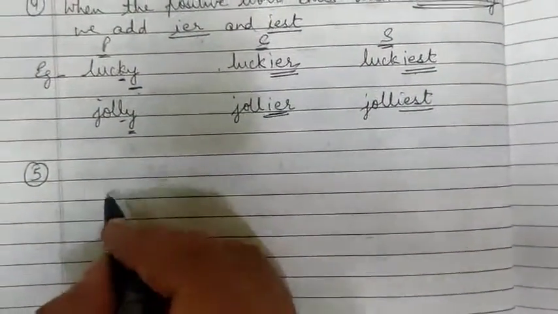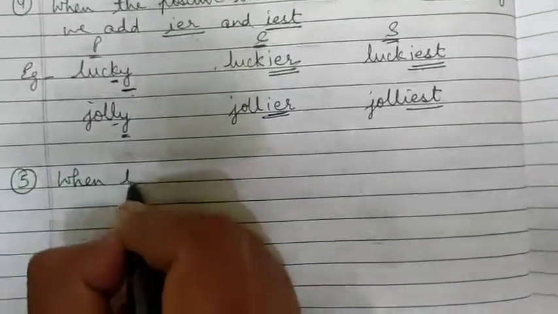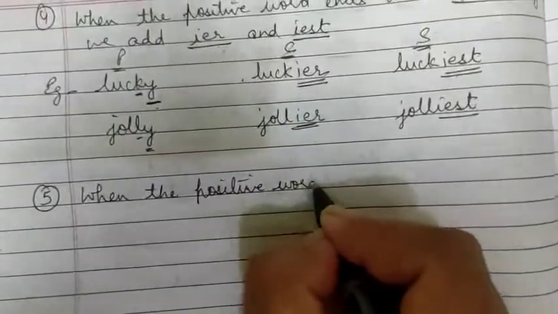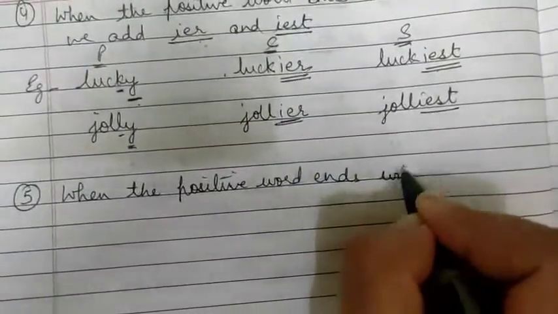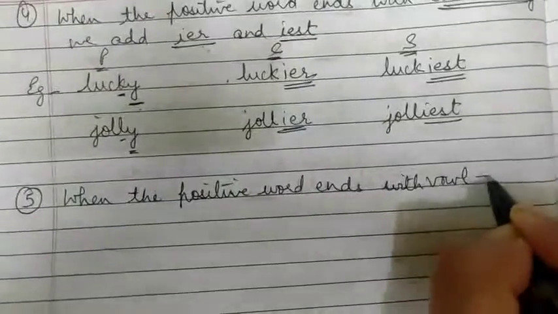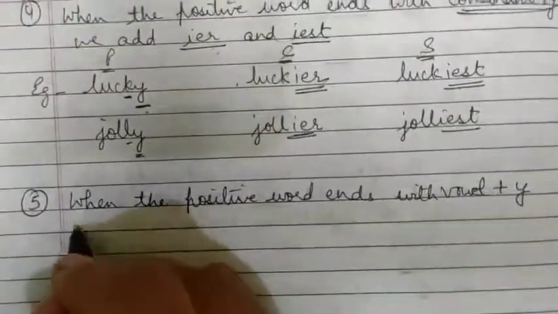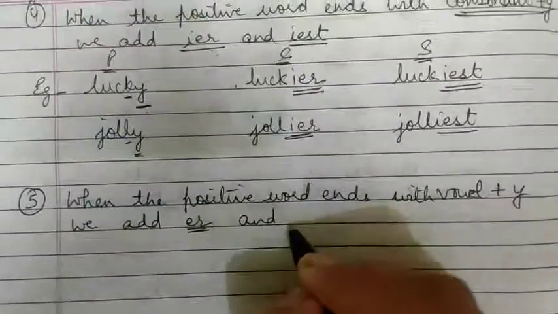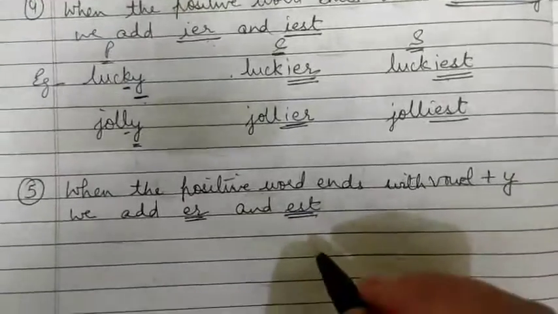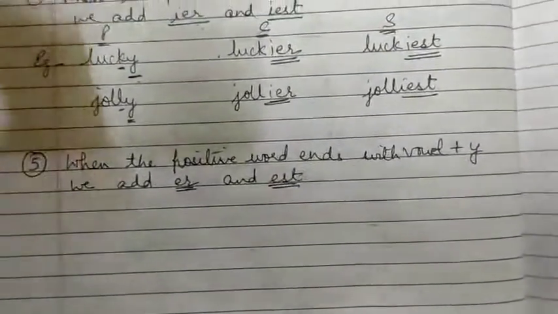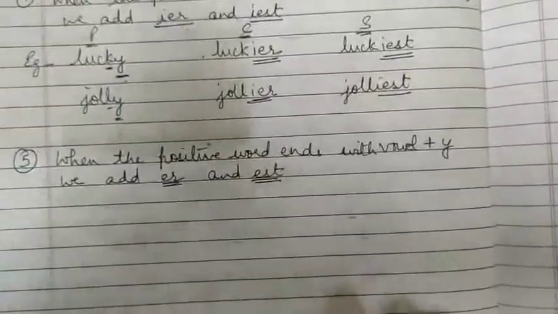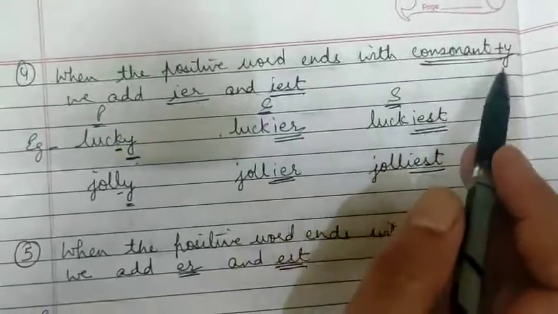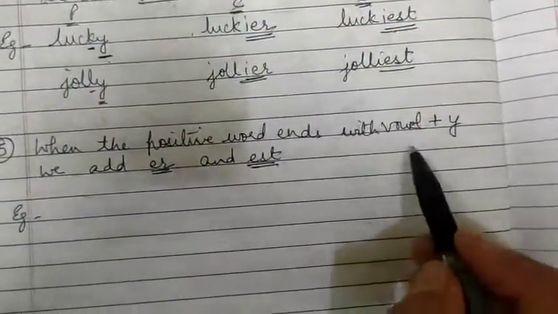Now rule number 5 is when the positive word ends with vowel plus y, we add er and est to form the comparative and superlative degree. I will give you an example regarding this. Before that, I told you when a positive word ends with consonant plus y. Now I am telling you when a positive word ends with vowel plus y.